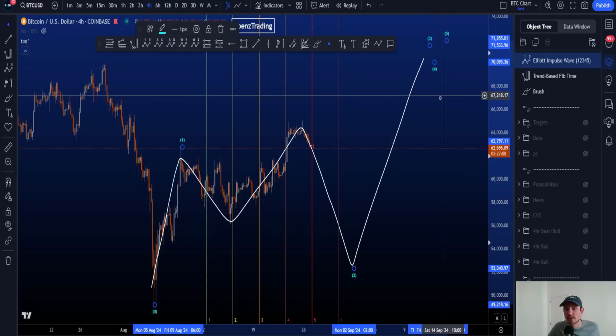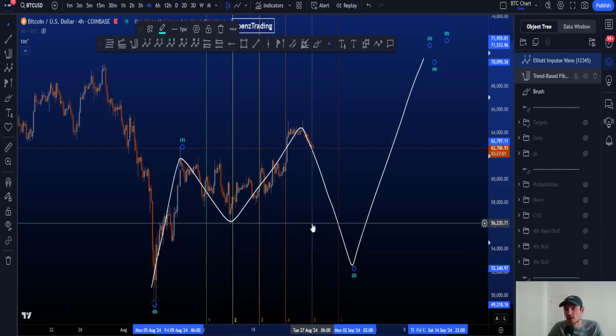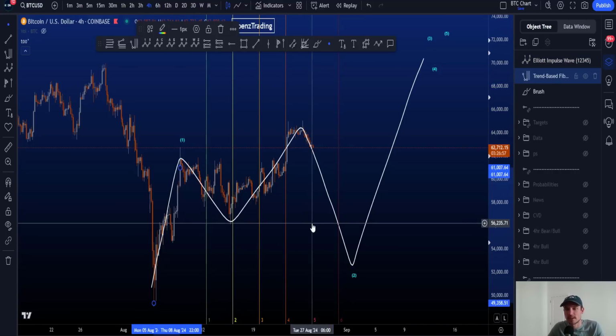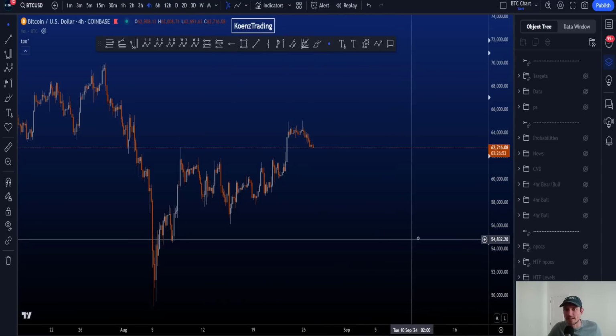But a wave 2 that is so long compared to a wave 1 is incredibly rare. It doesn't really make any sense from an Elliott wave market structure point of view and related to time and ratio analysis. So that is definitely not something that I would be looking for. I definitely count it in another way.